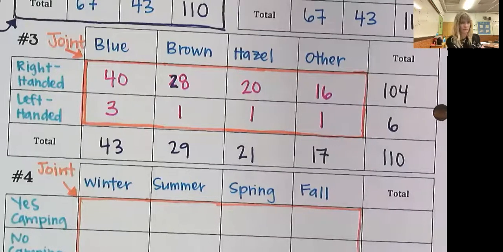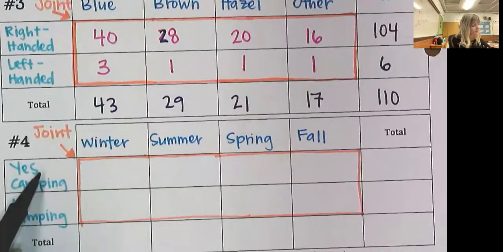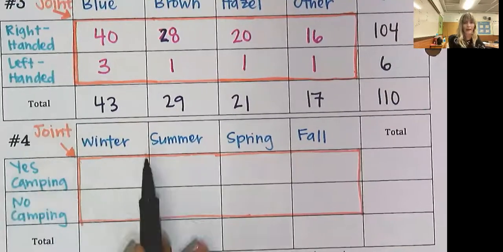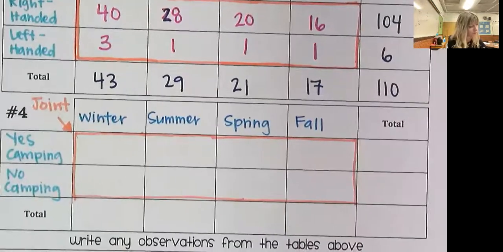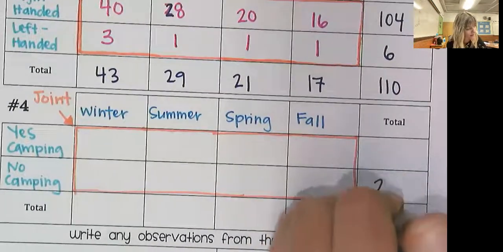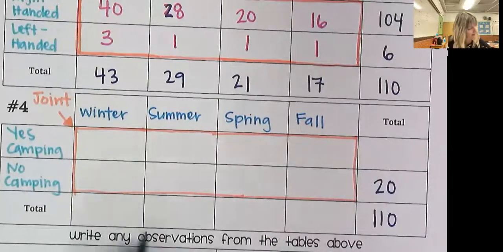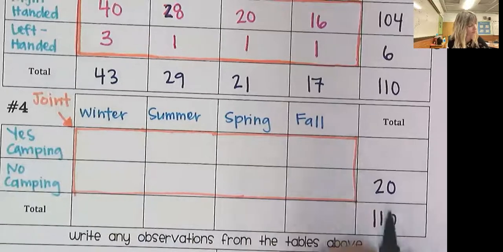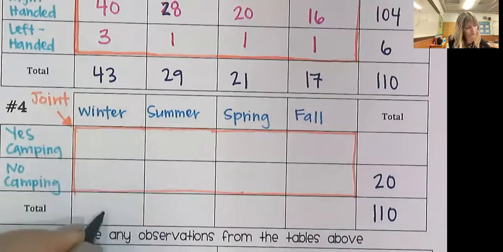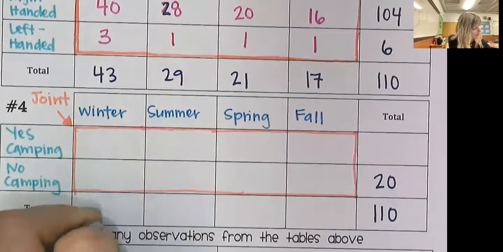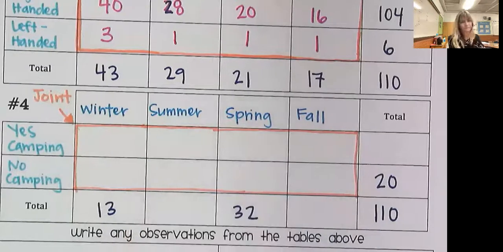And you're going to try this one more time. Let's find out if there's any kind of connection between do you like camping and what season is your favorite. So I'm going to give you a couple of marginal frequencies. We know these ones. 20 of you do not like camping, 110 of you total. Here's some other marginal frequencies you don't know yet. 13 of you said winter is your favorite, and 32 of you said spring.